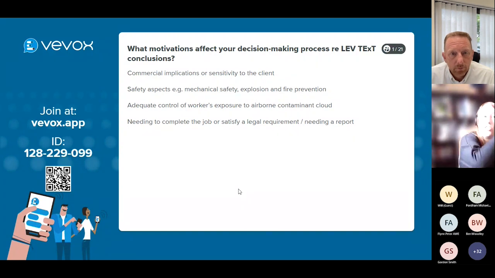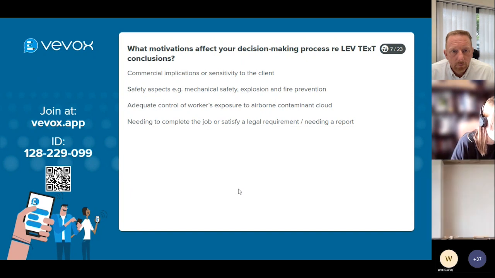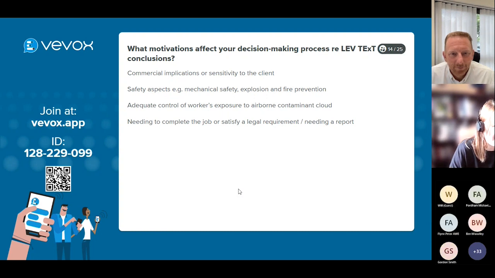So what motivations affect your decision-making process regarding LEV test conclusions? Commercial implications or sensitivity to the client, safety aspects, so mechanical safety, explosion, fire prevention, adequate control of workers' exposure to the contaminant, needed to complete the job or satisfy a legal requirement. I think maybe this should have been worded what motivates you the most, because certainly the second and third one should be motivating you. You know what I mean? But yeah, what motivates you the most?